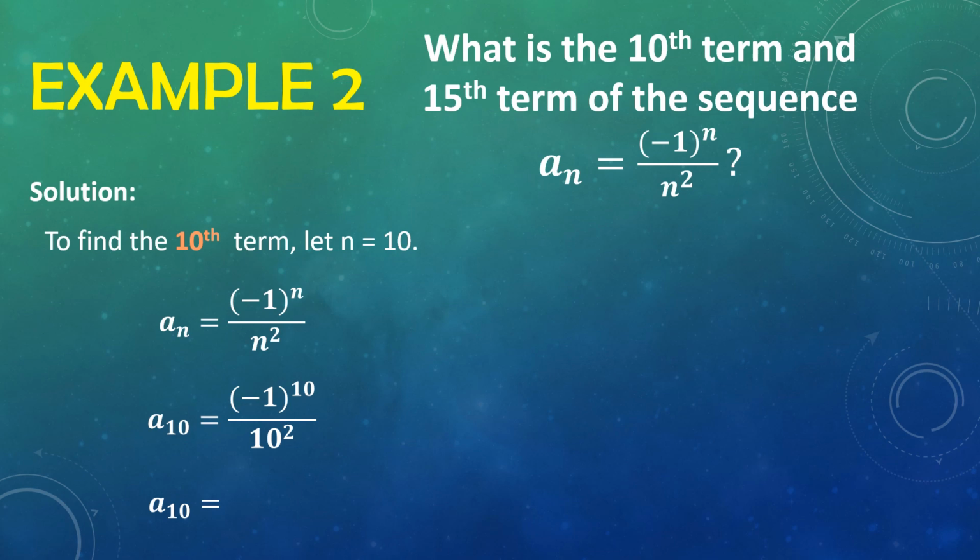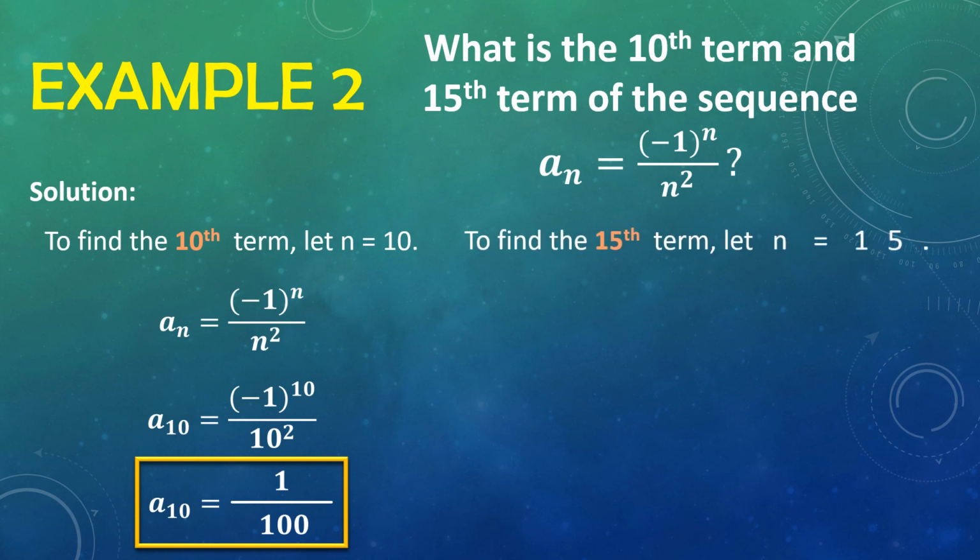A sub 10 is equal to negative 1 raised to 10, which will give us positive 1, all over 10 squared, which will give us 100. Then, the value of the 10th term in the sequence is equal to 1 over 100. If you find the number difficult to compute, you can use your calculator.